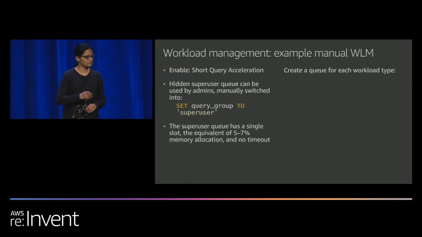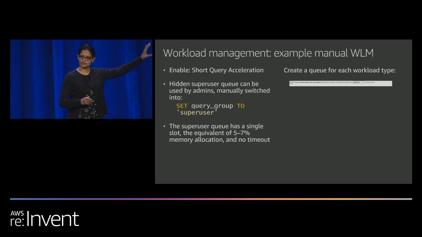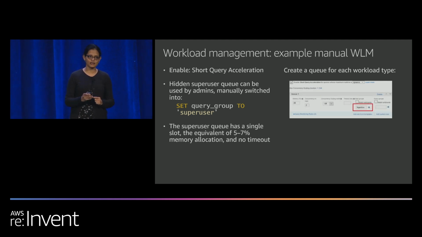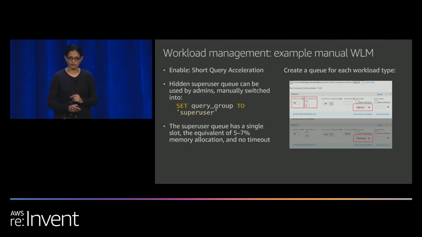We'll start off by creating different queues. The font size is very small for this, but always ensure you turn on short query acceleration to allow your short queries to continue to run even though your cluster is fully loaded. We'll add an ingestion queue. To this queue, we are going to allocate 2 concurrent slots, which means 2 concurrent queries can run, and provide it 20% of memory. So each query is going to get 10% of the memory.